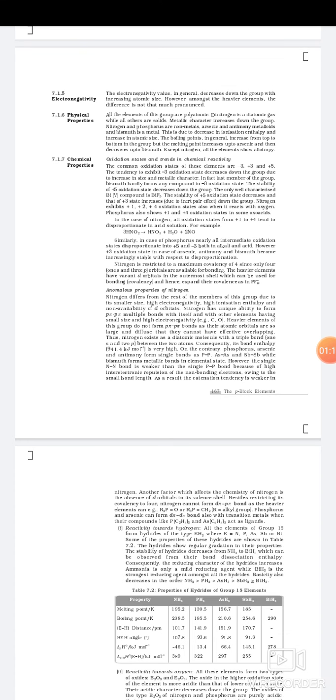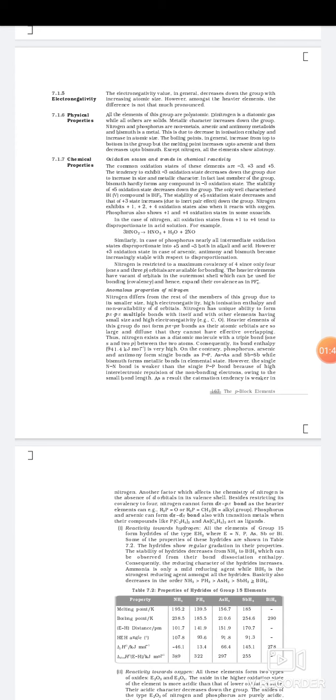Also, when it reacts with oxygen, however, it does not form compounds in the +5 oxidation state with halogens, as nitrogen does not have d orbitals to accommodate electrons from other elements to form bonds. Phosphorus also shows +1 and +4 oxidation states in some oxoacids. In case of nitrogen, all oxidation states from +1 to +4 tend to disproportionate in acid solution.